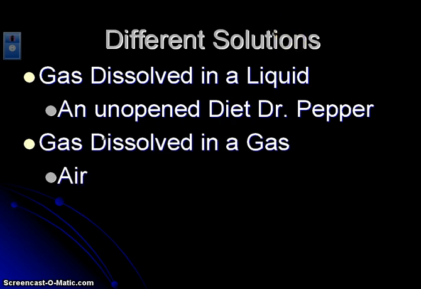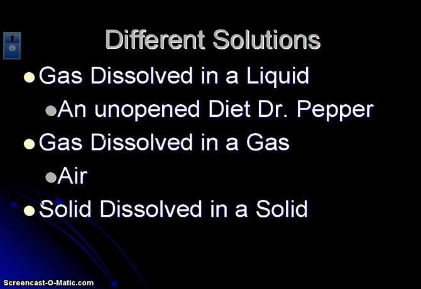An example of that is air. So there's one majority component of air, which is nitrogen, and all of the other components of air are dissolved in it. You can also have a solid dissolved in a solid, and we've talked about this when we talked about metals with alloys.